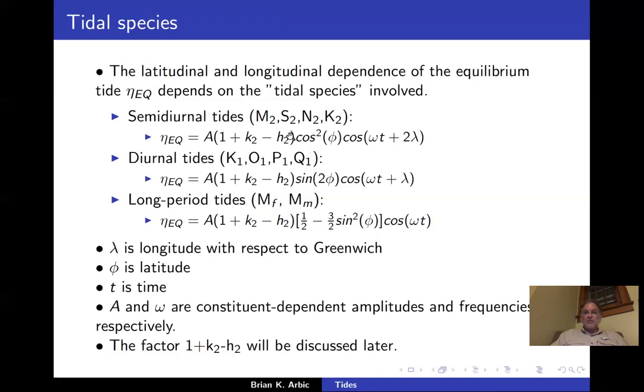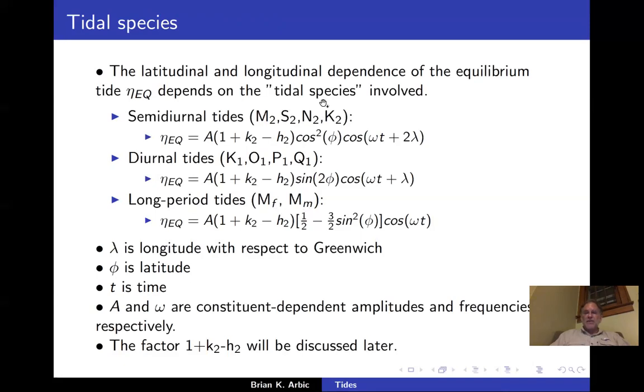The four largest semi-diurnal tides: we've already talked about M2 and S2, the principal lunar and solar semi-diurnal tides. There's also N2 and K2. And again, there are actually many, many more. These are just the four largest. These are the largest diurnal tides, K1, O1, and P1, Q1. And the two largest long period tides are called MF and MM.